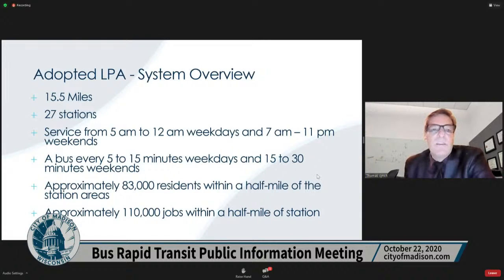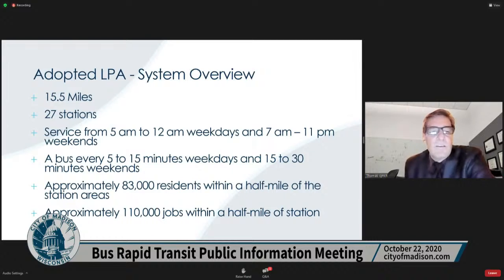The currently adopted locally preferred alternative includes 15.5 miles of bus rapid transit and 27 stations. The service would be from 5 a.m. to 12 midnight weekdays and 7 a.m. to 11 p.m. on weekends, with a bus every 5 to 15 minutes weekdays and 15 to 30 minutes on weekends.